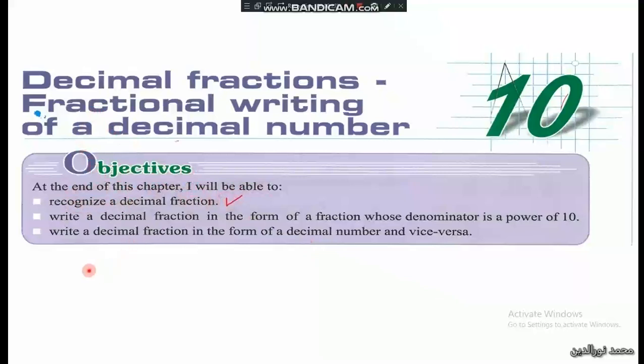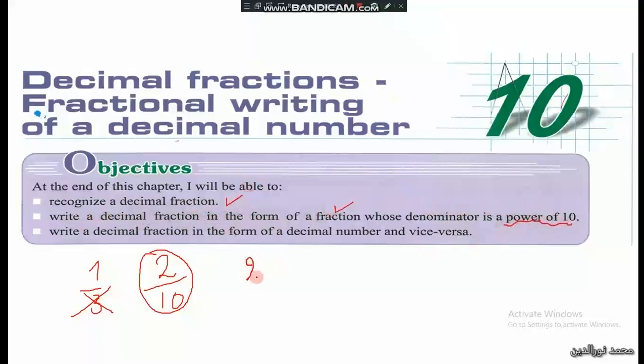So if he gives me, for example, any fraction, I should be able to know if this fraction is a decimal fraction or not. In this example, this is not a decimal fraction, it's a non-decimal fraction, but this fraction is a decimal fraction, and we will see why we said that. Write a decimal fraction in the form of a fraction whose denominator is a power of 10. We will learn what the powers of 10 are.